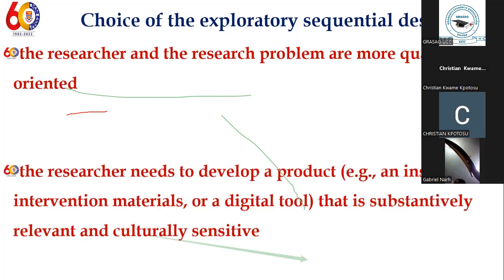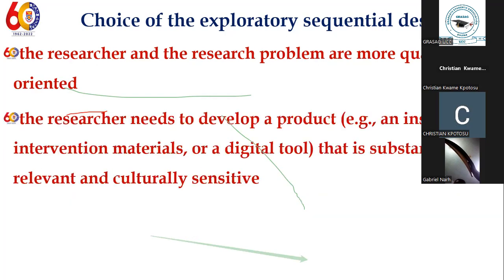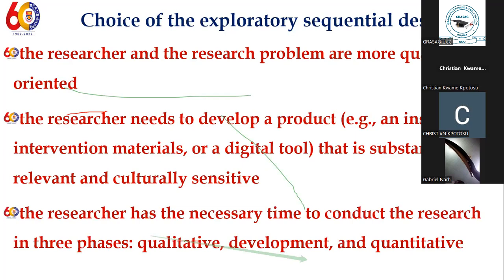Again, when the researcher needs to develop a product, and this product can be in the form of an instrument and all that is substantively relevant and culturally sensitive. We said that with the intention. Again, if the researcher has the necessary time to conduct the research in 3 phases. So in conducting the exploratory sequential design, unlike the explanatory sequential where there are 2 phases, here there are 3 phases.